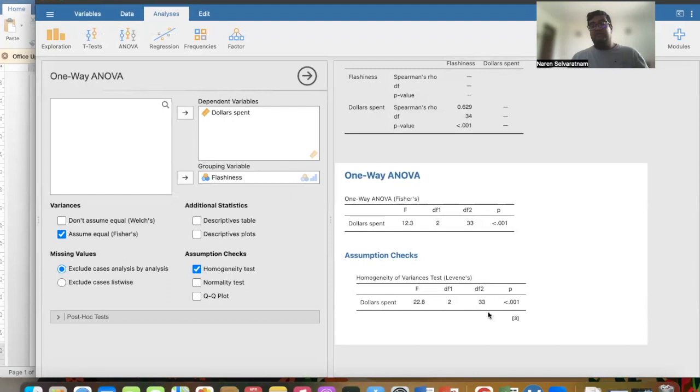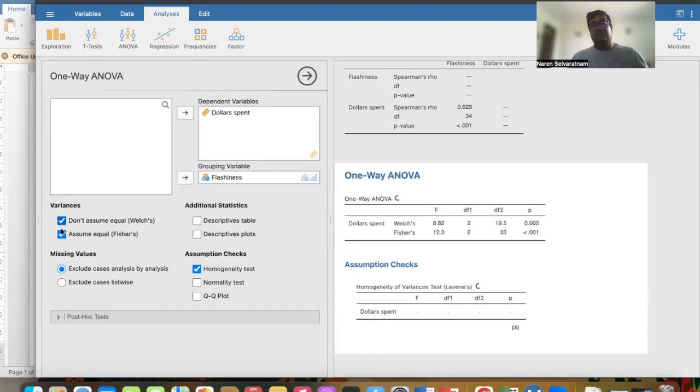So because homogeneity of variances is violated, I'm going to go with the don't assume option. But I have given both here, so you can compare and understand. I'm going to go with this Welch 8.82, degrees of freedom 1 is 2, 2 is 19.5, and then the final p-value, the significance value.